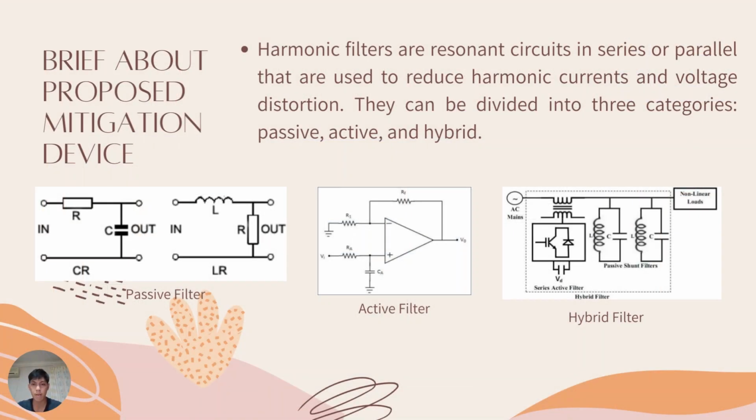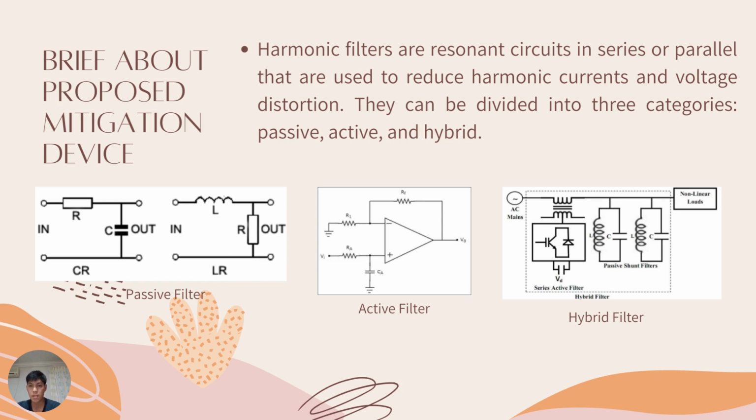Hello, my name is Leon Avun. I will present the part brief about proposed mitigation device. Harmonic filters are resonant circuits in series or parallel that are intended to shunt or block harmonic currents. They lessen the harmonic currents that enter the power system from the source, which also lessens the harmonic voltage distortion. It is not always easy to apply filters in particular circumstances. The filters themselves may interact with the system or with other filters to create resonances that were previously unanticipated.